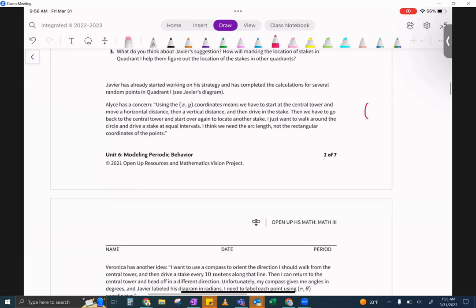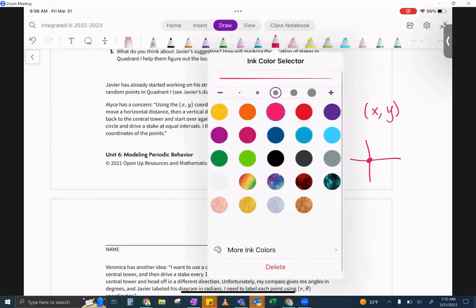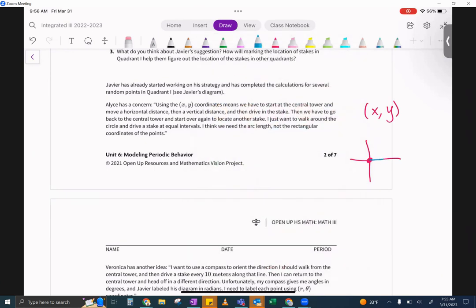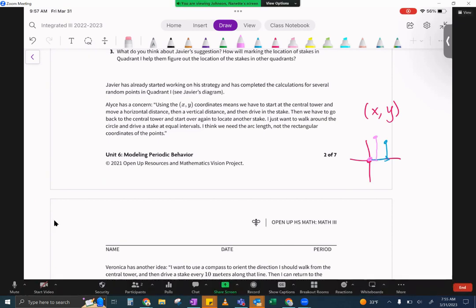This is what you guys are used to, your x comma y business, yeah? So if they had to graph a bunch of points, they're always going to have to go back to the center, and then they would go, I don't know, let's do like this way to get to one stake, and then they'd have to travel all the way back, and then they have to go this way to get to their next point. So they're always having to go back to the center or the tower, right? Which is not very efficient.